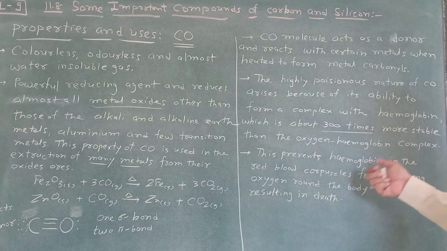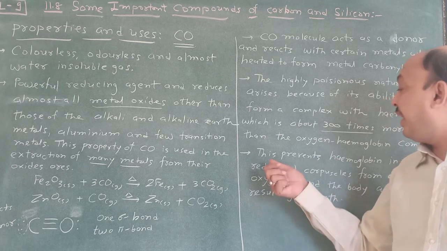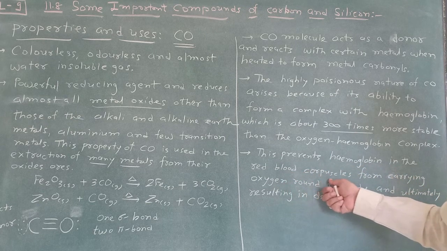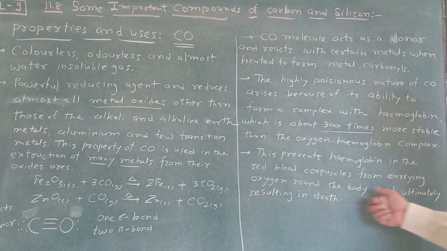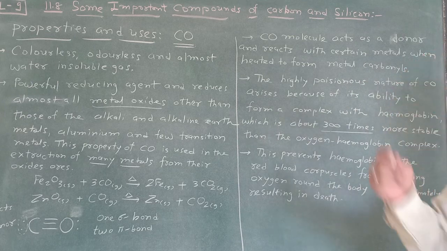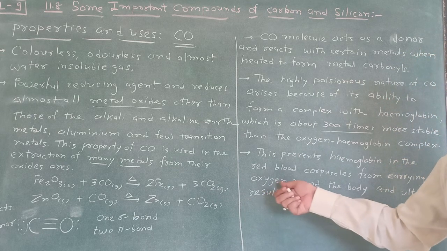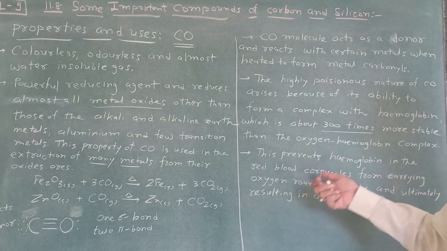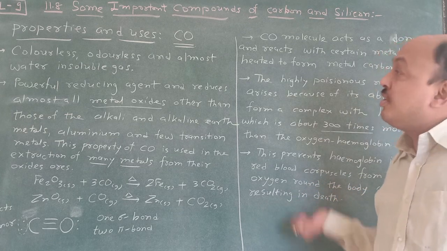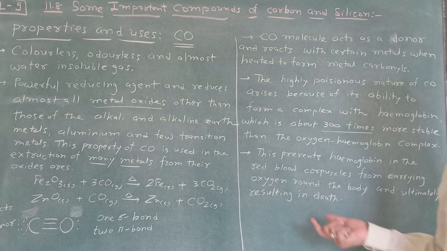and due to that this complex is formed, and after some time, death of the human body occurs. This prevents hemoglobin in the red blood corpuscles from carrying oxygen around the body, ultimately resulting in death, because in our body dioxygen must be circulated. Suppose this circulation of oxygen is stopped, ultimately resulting in death. So this is all about properties and uses of carbon monoxide. So write it completely according to your NCERT textbook.